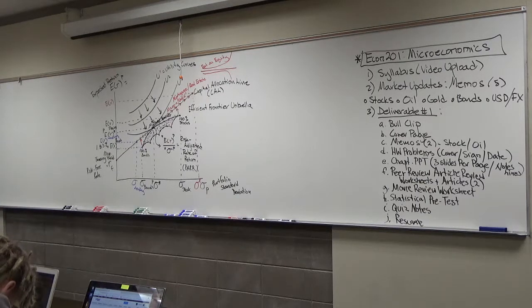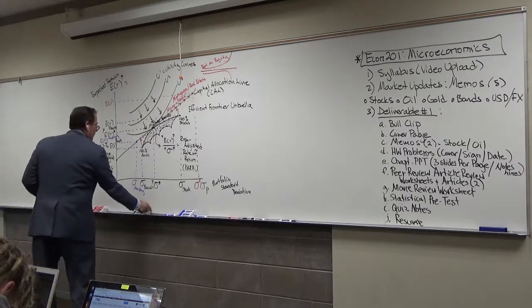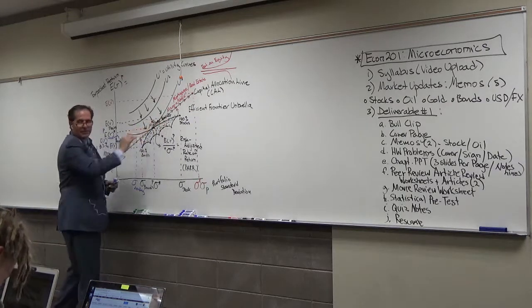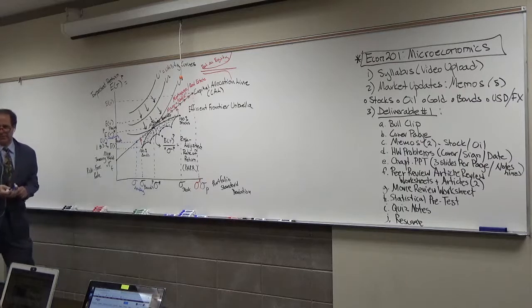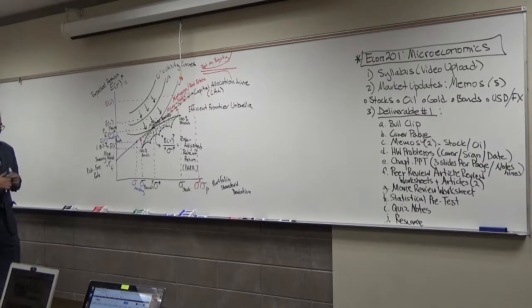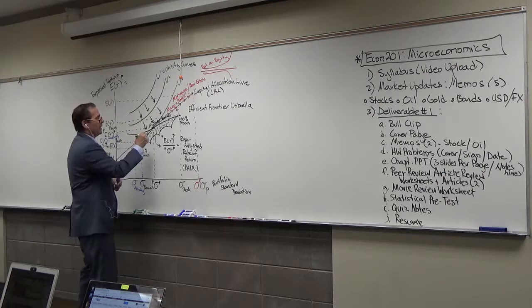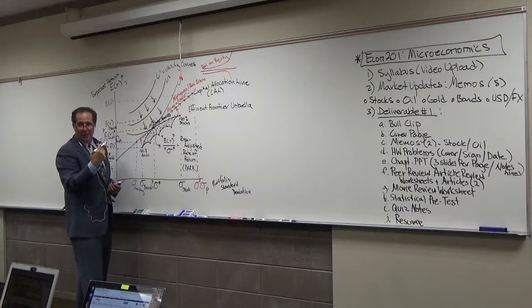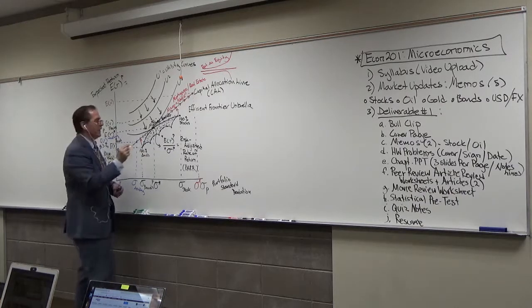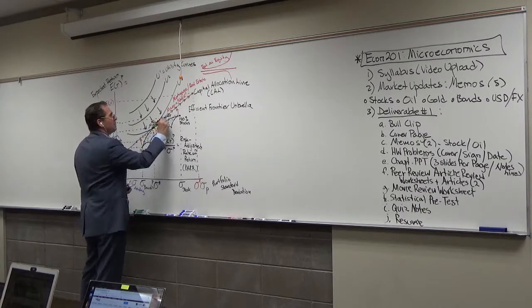I can also move up the efficient frontier and down the efficient frontier. Okay. So let's say I want a higher rate of return and I'm willing to take on more risk. So what I can do is start selling off my bonds and start increasing my allocation to stocks.